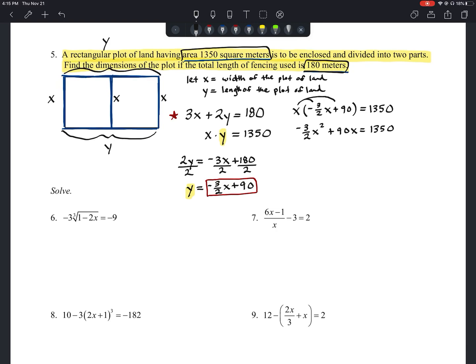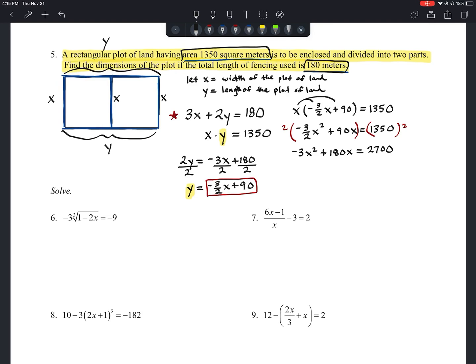I'm not a huge fan of having -3/2 in there. So here's what I'm going to do. I'm going to take it here and get rid of the fraction. Now you could get rid of the negative and the fraction at the same time if you want to. I'm just going to go ahead and get rid of the fraction for right now. And when I multiply everything by 2, I now have -3x squared plus 180x is equal to, what is that? That'll be what, 2,700?